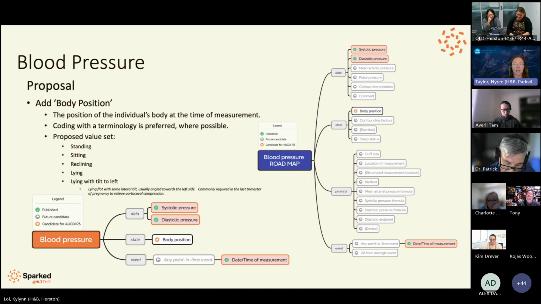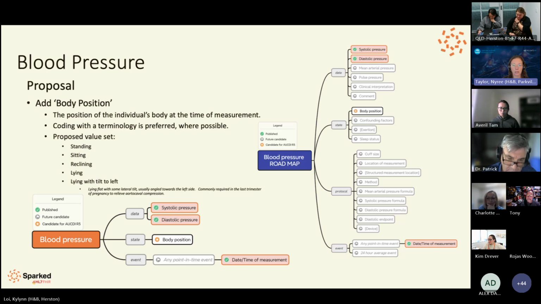Now, there's only one data element that was proposed for blood pressure, and that's body position. As we move through this process of what was pitched at the community backlog pitch, we're going to provide you with a description. So it's important that that's clear and unambiguous. And so here we've provided that the body position is the position of the individual's body at the time of measurement. And we prefer that it be coded with terminology where possible.